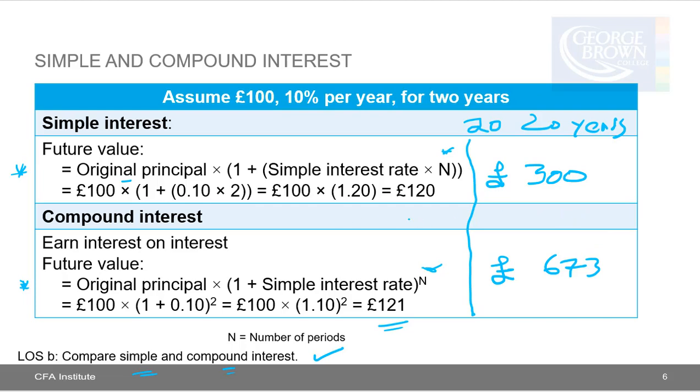So you can see the example of compounding interest versus simple interest. In the shorter period of 2 years, it was only different by a pound, which didn't seem like very much. But if we look at compounding over 20 years, the result is dramatically different, okay? With simple interest you'd have £300 in the account at the end of 20 years, but if you're compounding it, it's 673. It's much more than double.